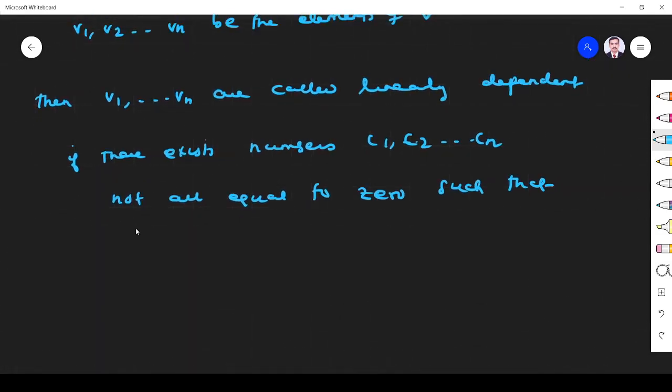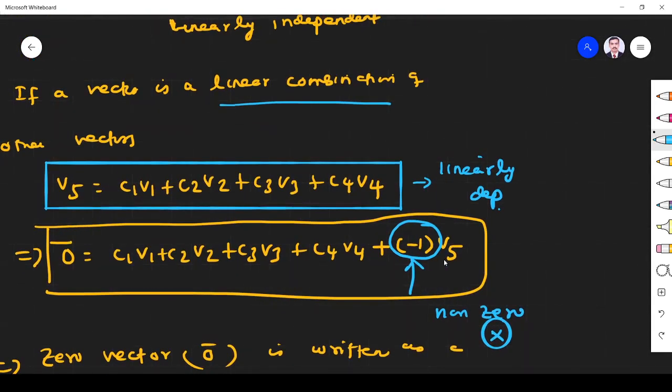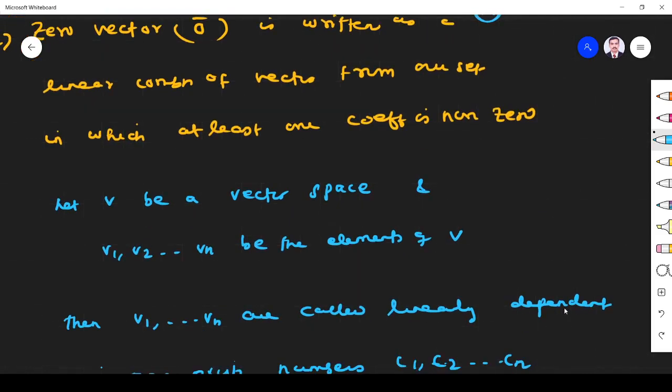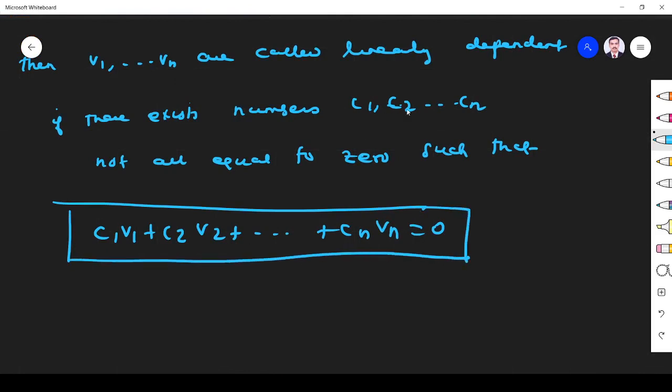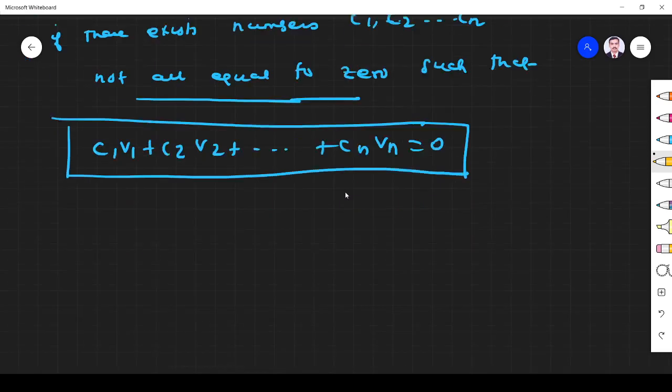c1 v1 plus c2 v2 up to cn vn is equal to 0. At least one coefficient should be non-zero. There must be one non-zero coefficient. Then only are these vectors called linearly dependent. Not all equal to 0 means at least one is not equal to 0. That is very, very important.